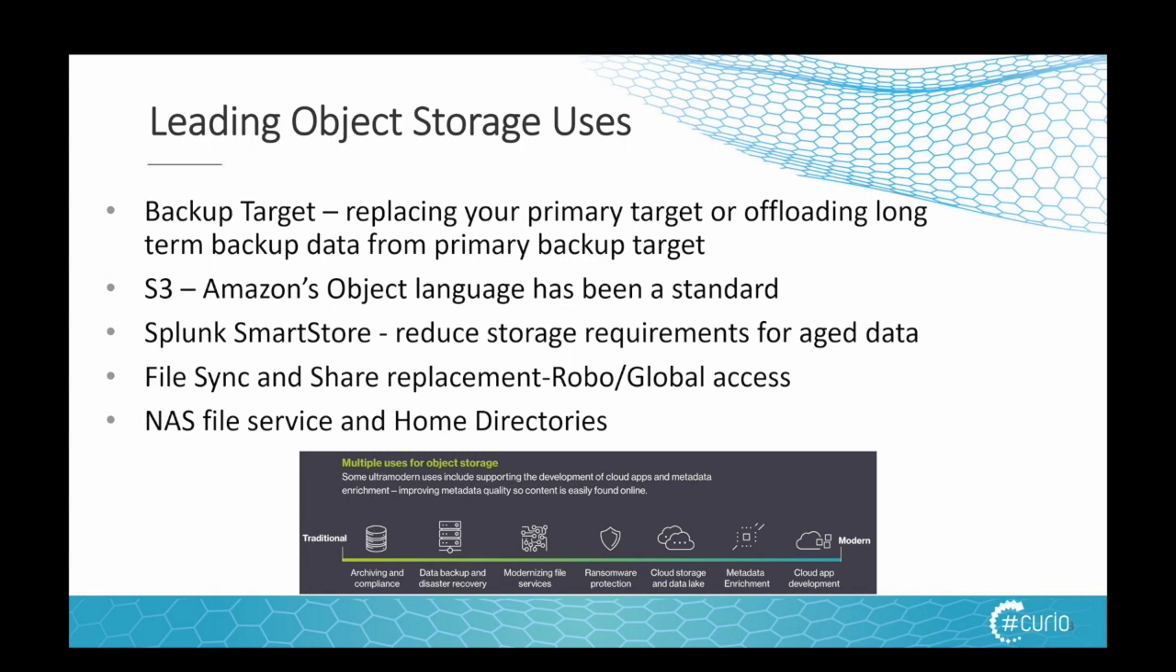And these are just some of the examples. This is from MIT, actually. Just the multiple uses of object storage. As I said, traditionally, when it came out, it was for archiving, compliance, data backup and recovery. And now we're seeing the transition with more and more AI, more and more use of that S3 native language. You're seeing that file services and ransomware protection are great. A lot of the backup solution vendors are using the object storage as immutable data for those ransomware protections. Cloud storage and data lakes. Obviously big data is a big part of this. Metadata enrichment, and then cloud app development.